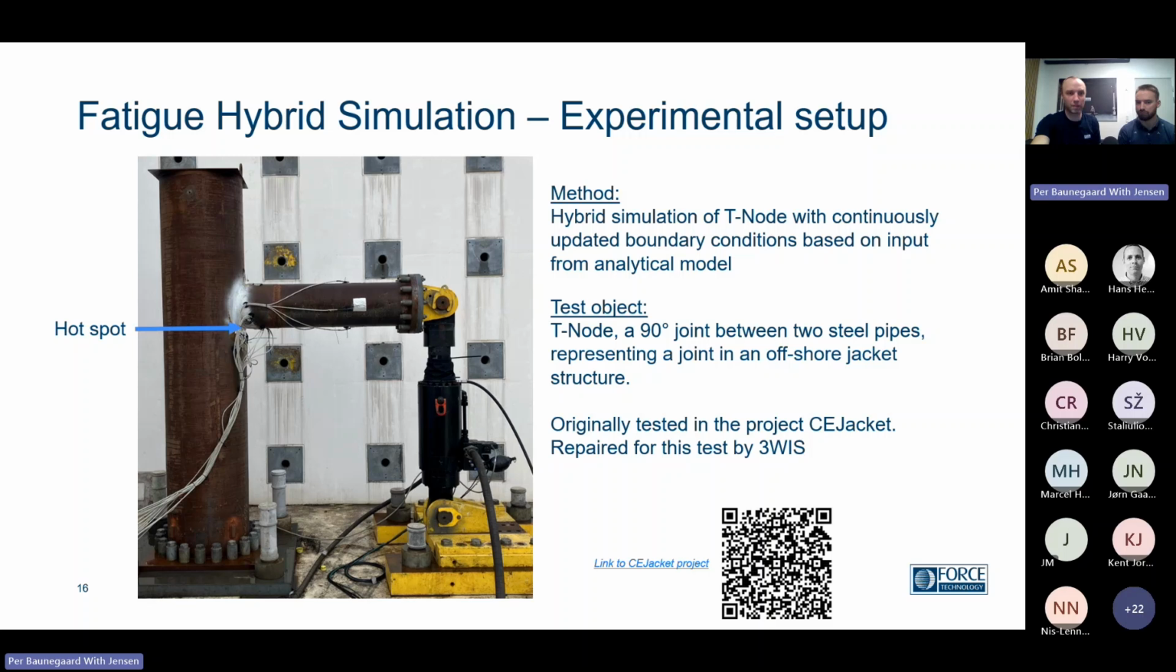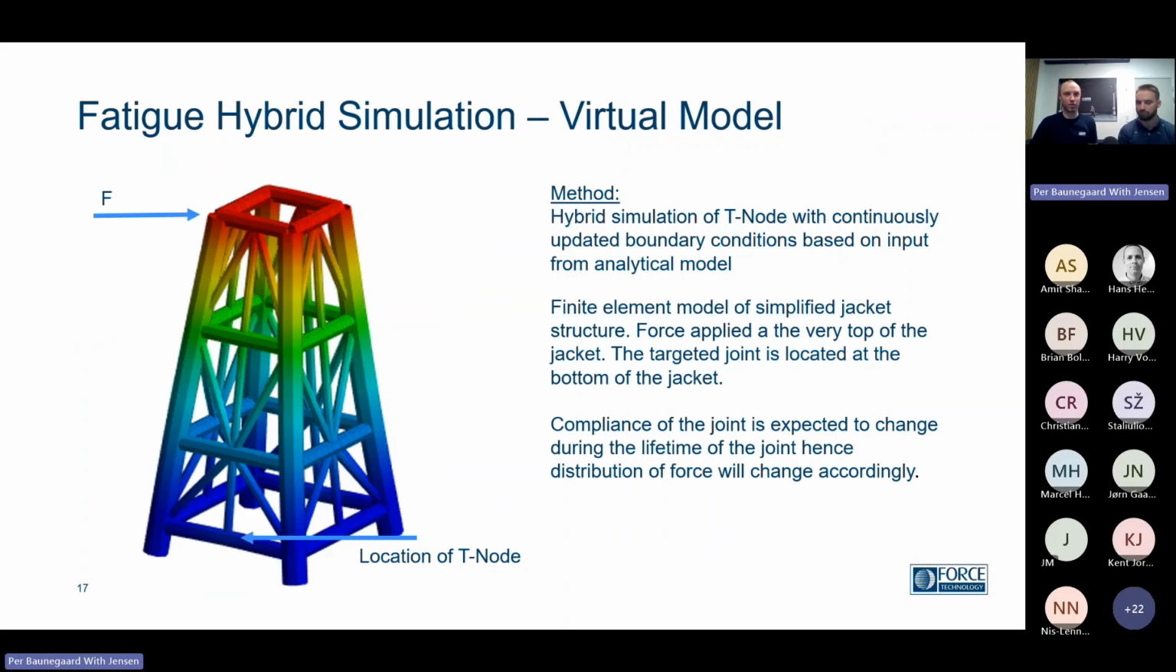The other part of the hybrid simulation is our virtual model. In this case, it's a simple FE model of a somewhat simple jagged structure. I'm not going to say that this is how they build them offshore, but we asked some in-house structural guys to make us a simple jagged structure, and this is what we got. And our T-node is then located at the very bottom, where we have one of these 90 degrees joint connections.